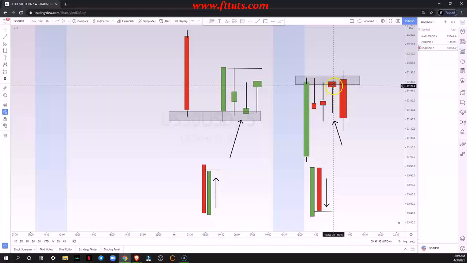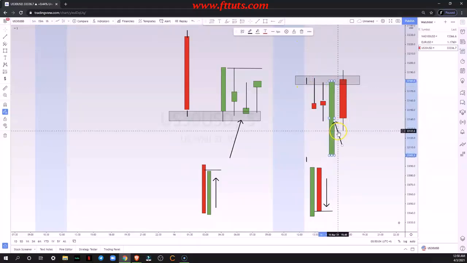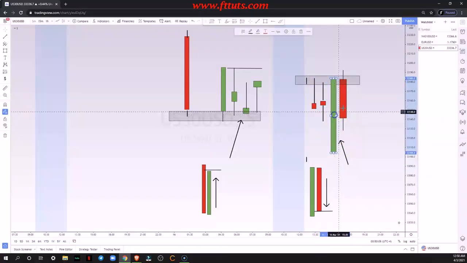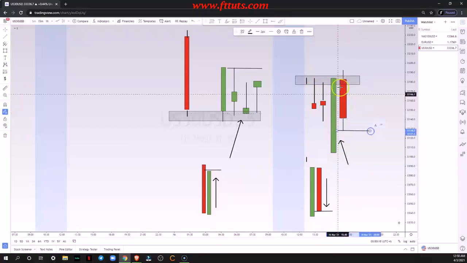Let me do this. I'm gonna delete this, right? And then I'm gonna drag this over. So say this candlestick pattern appears at your supply area or your resistance. We're getting in once it breaks below the low of this candle.